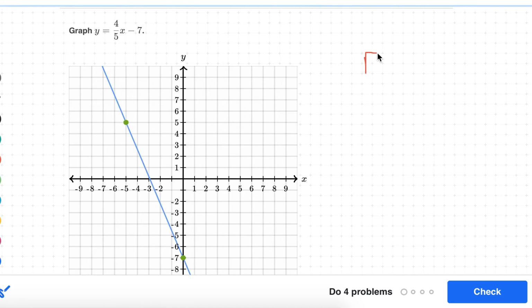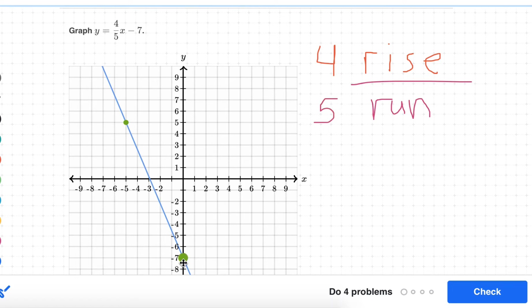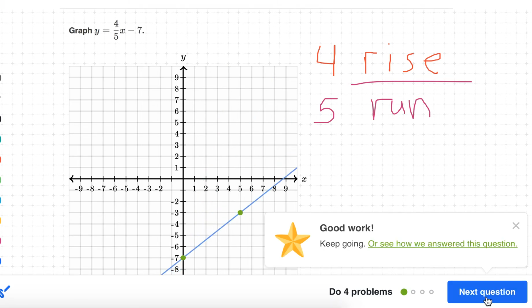And remember that slope means the rise of the line over the run of the line. How much it goes up and down over how much it goes over to the right. So here the rise is 4 and the run is 5, meaning it goes up 4 over 5. So from this point that we've already established, the y-intercept 0, -7, we're going to go up 4 to -3 and over 5. 1, 2, 3, 4, 5. Bam.